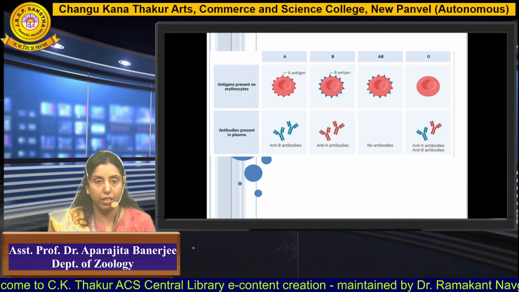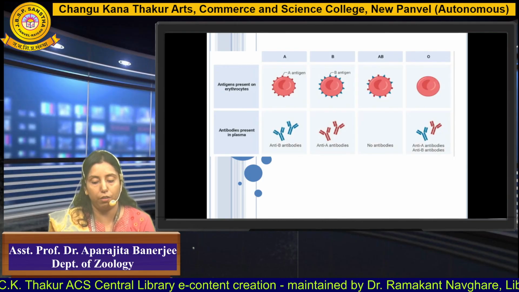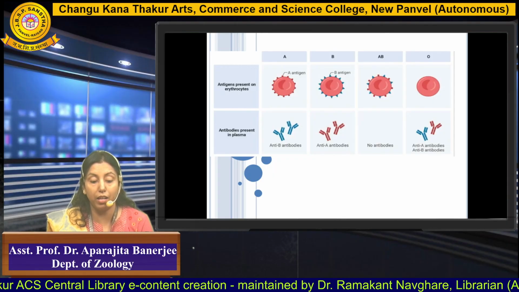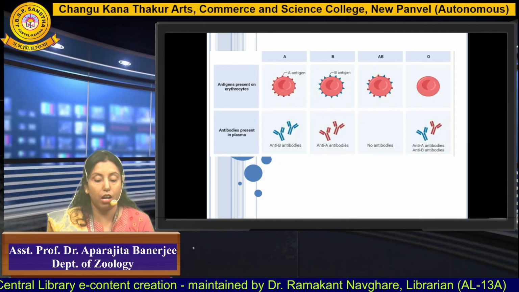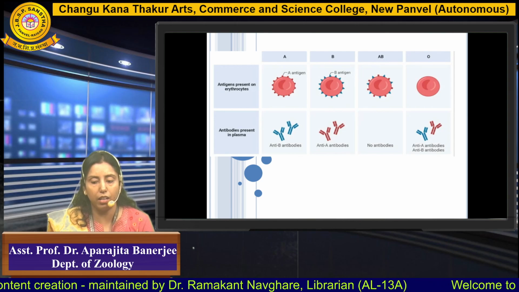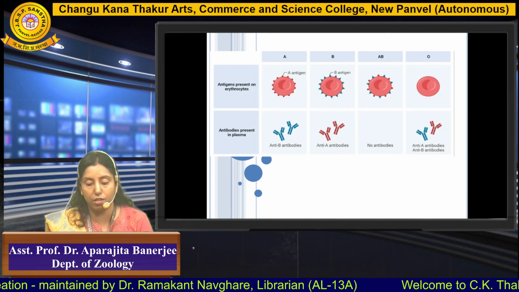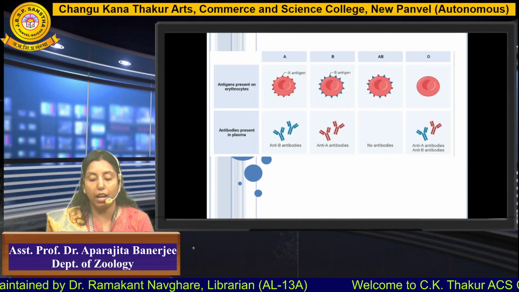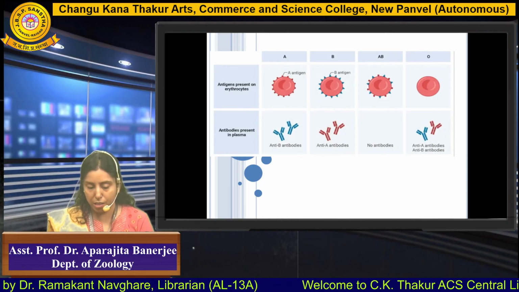And the interesting one, that is AB blood group, will have both. It will have antigen A as well as antigen B, and no antibodies will be present in their plasma. Finally, for O blood group, as we have seen earlier, neither A antigen nor B antigen will be present, whereas both anti-A and anti-B will be present in the plasma.